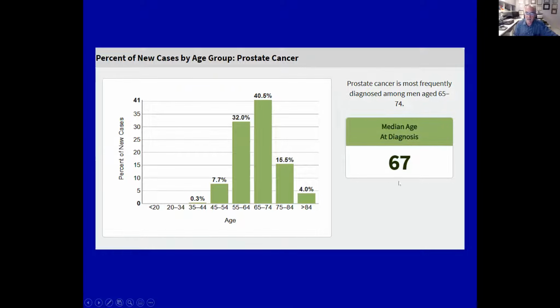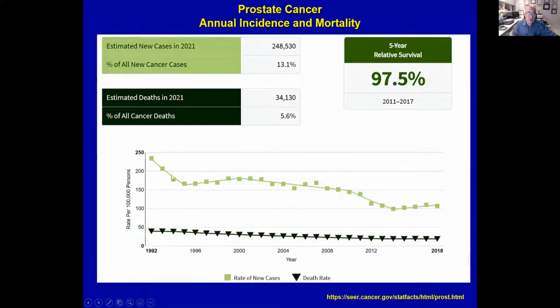As you can see, at 67 years of age is when we have the peak of most of the cancers being diagnosed. And then through the years, from 1992 to near this time, the rate of new cases has been reduced a little bit. But what is interesting is that during the last year, 2020, the famous COVID year, the incidence of these cancers and the death rate has increased slightly. And this is due to lack of medical attention.